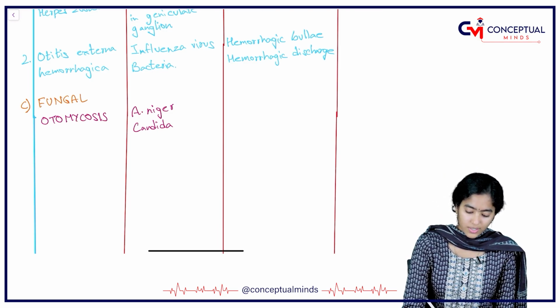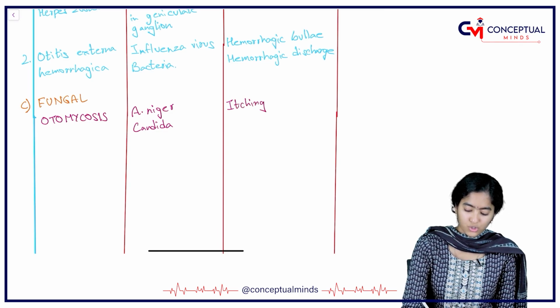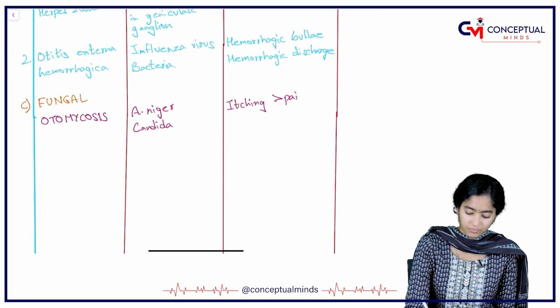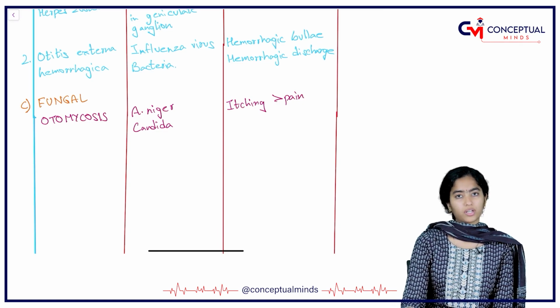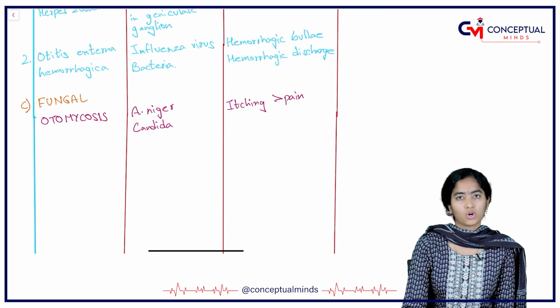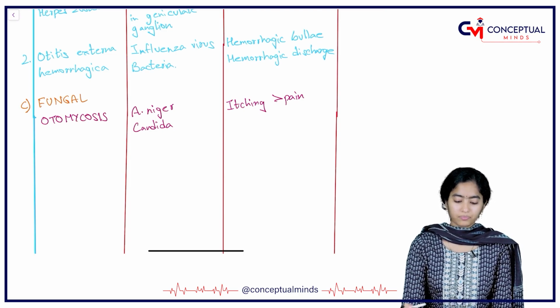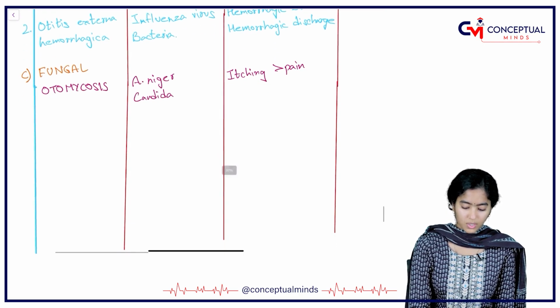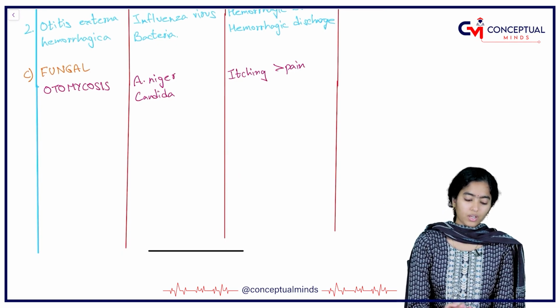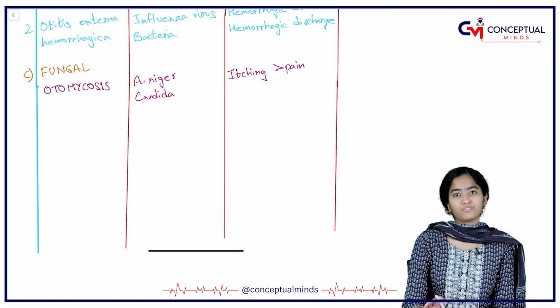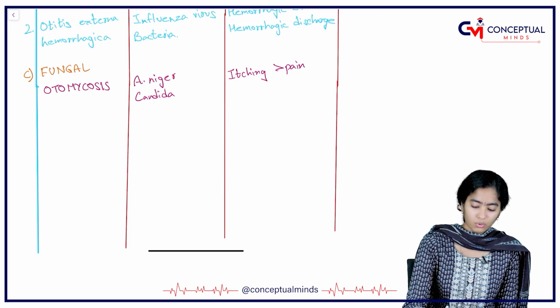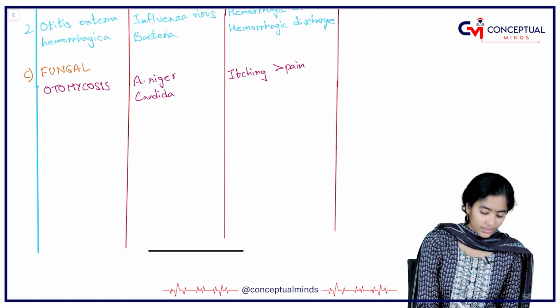In clinical features, itching is the predominant symptom, itching more than pain. And all fungal conditions are usually seen in immunocompromised patients. So there is itching and pain as the most important feature. With this, we complete all the infective etiologies, and the second group is reactive.